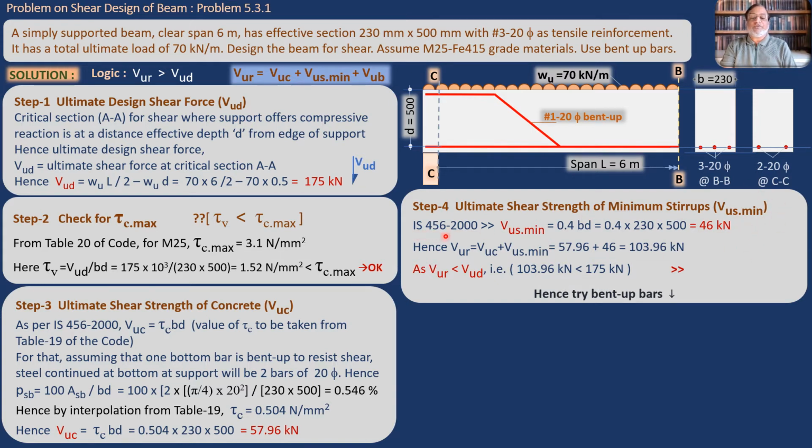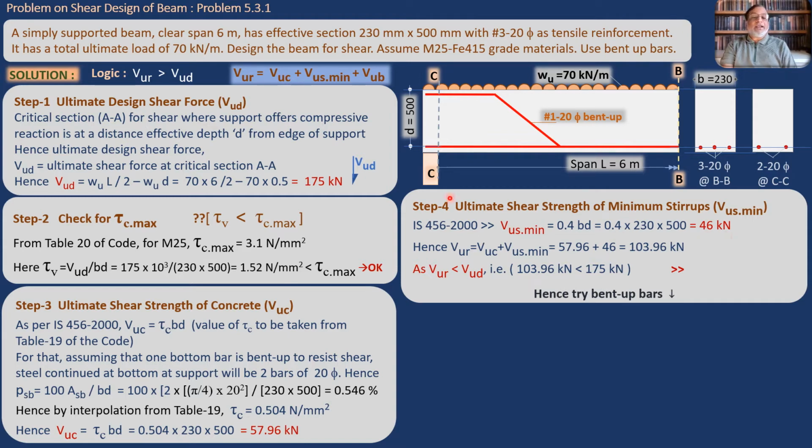Now according to IS 456-2000, it is directly indicating to us that VUS minimum is equal to 0.4 into BD. There is no question of referring to any table like tau C max or tau C for Table 19 or 20. Don't refer to any table. Directly you just get this value, 0.4 into BD. So it's 0.4 into 230 into 500. This gives you a value of 46 kilonewton. This means that whatever minimum stirrups you will be providing in the beam, they will be resisting an ultimate shear force of 46 kilonewton.